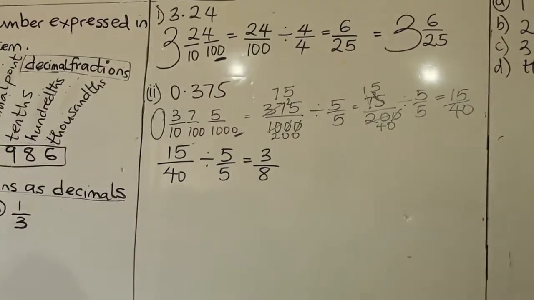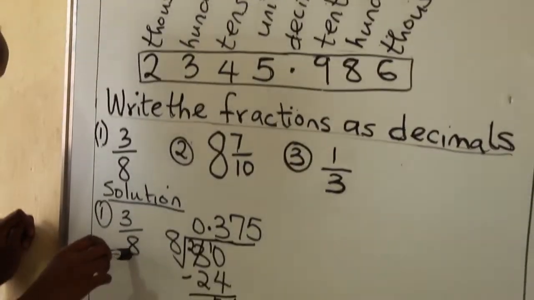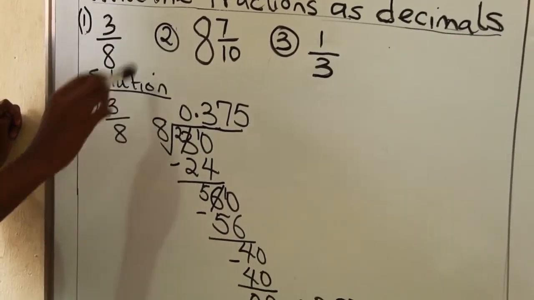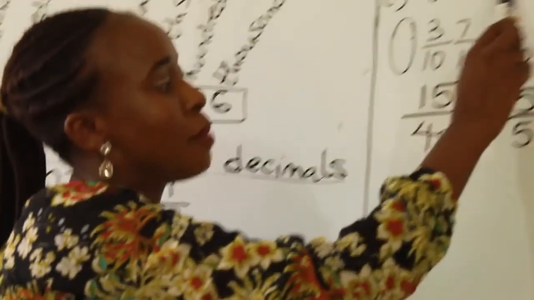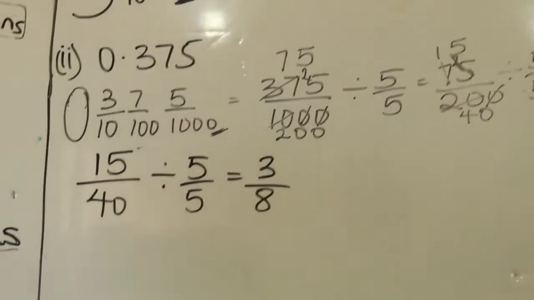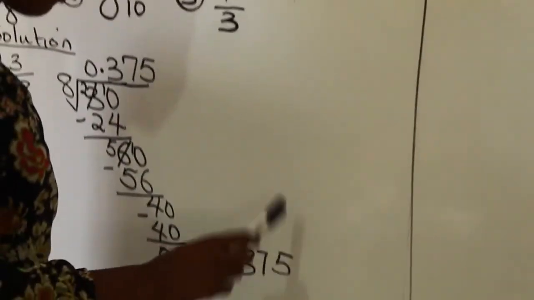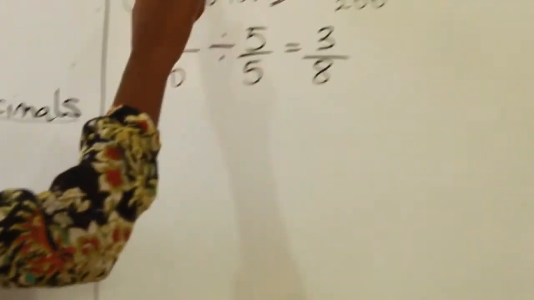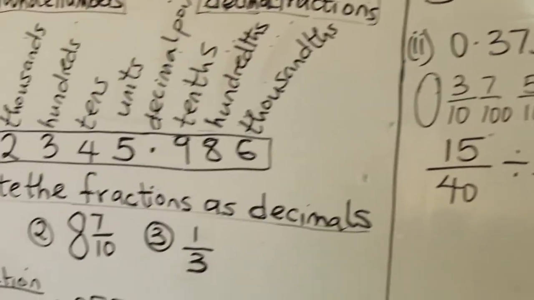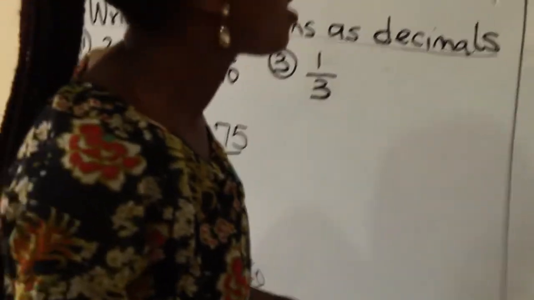That is our question here. Remember that I changed 3/8 to a decimal, and I got 0.375. Here I'm changing the decimal back to a fraction, and if you observe carefully, you notice that I got 3/8, the same answer.